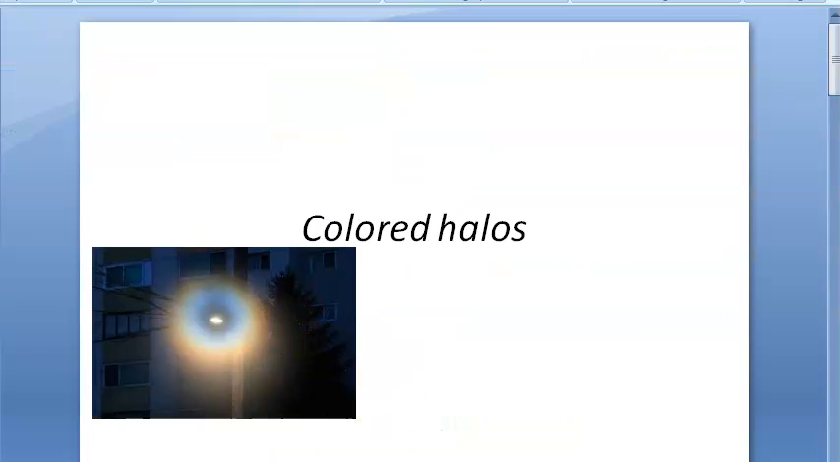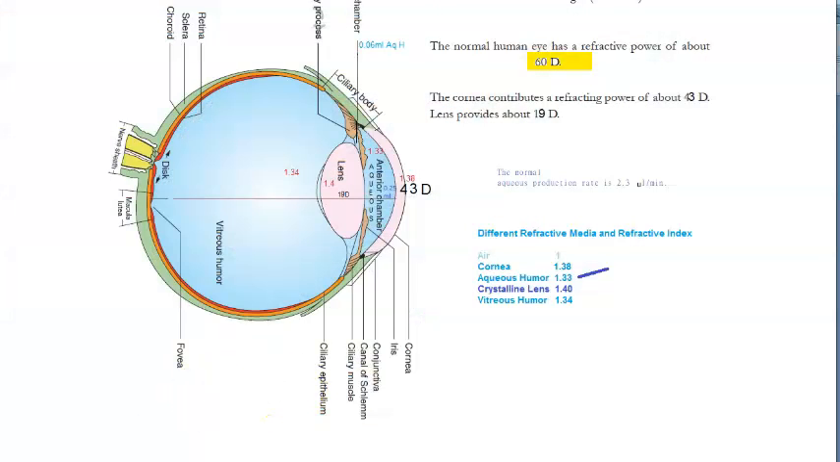Yes, these people will have colored halos also. Why? Because of this raised intraocular pressure, there will be corneal edema. See, this will absorb everything, aqueous humor, and there will be corneal edema. So these people will see colored halos, okay.